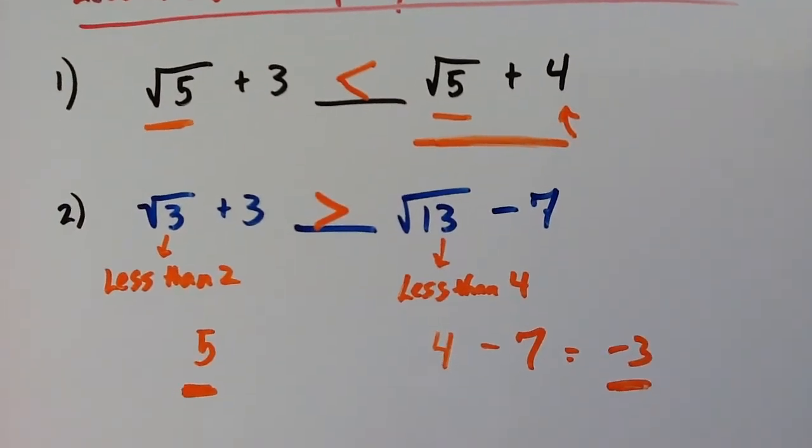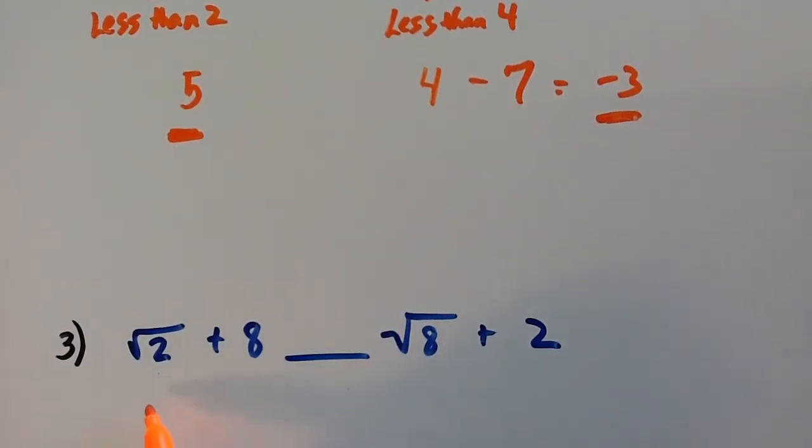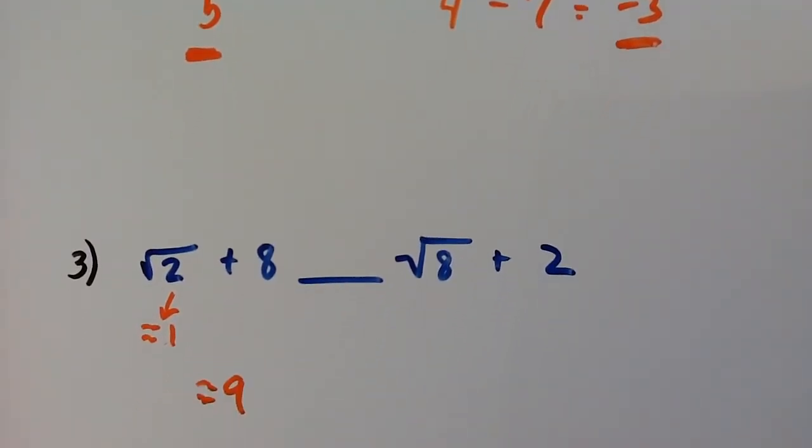Number 3, let's compare the square root of 2 plus 8 and the square root of 8 plus 2. So the square root of 2, looking at this left side, I know that this number is going to be between 1 and 2, since it's between the perfect squares 1 and 4. All right, so let's estimate low, and we'll say that this is approximately 1 point something. And so 1 plus 8, this left side is going to be approximately 9.